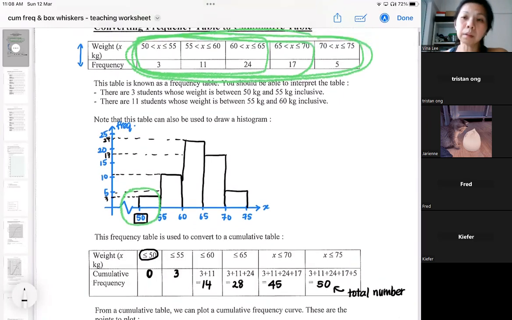Okay, so Jaren, this one you can feel the cumulative effect because you keep accumulating the people. In this case, I'm accumulating the number of students based on their weights.